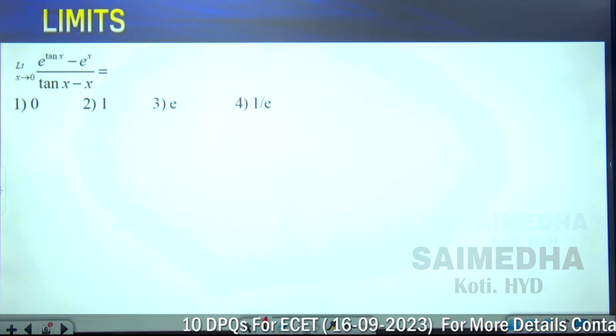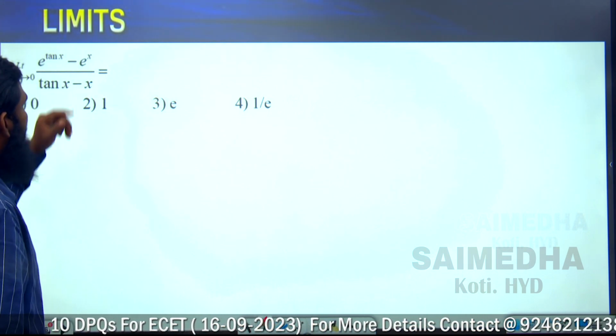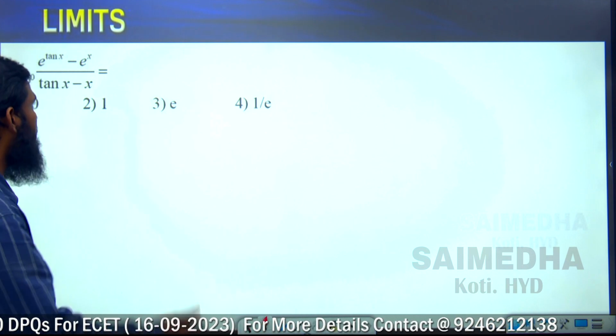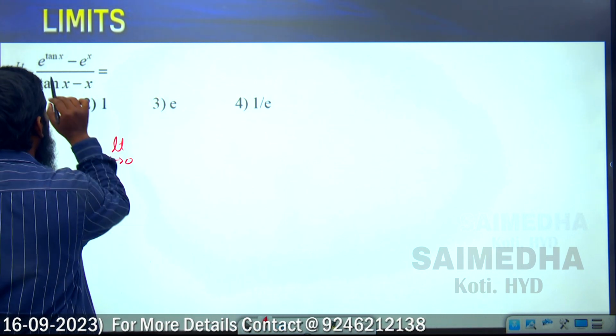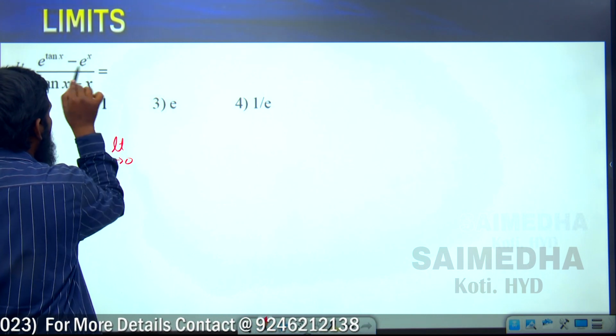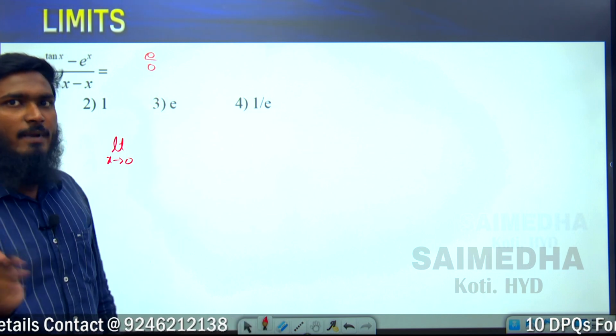Now what is the next question? The next question is limit x tends to 0, (e power tan x minus e power x) divided by (tan x minus x). Listen carefully to what we are doing in this question. Again I am telling you, after substituting the x value as 0, if you get 0 by 0, then we can apply L'Hospital rule.